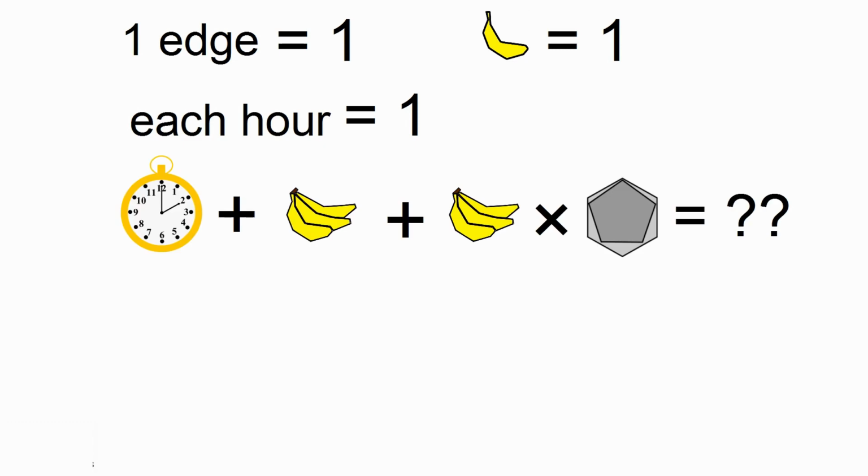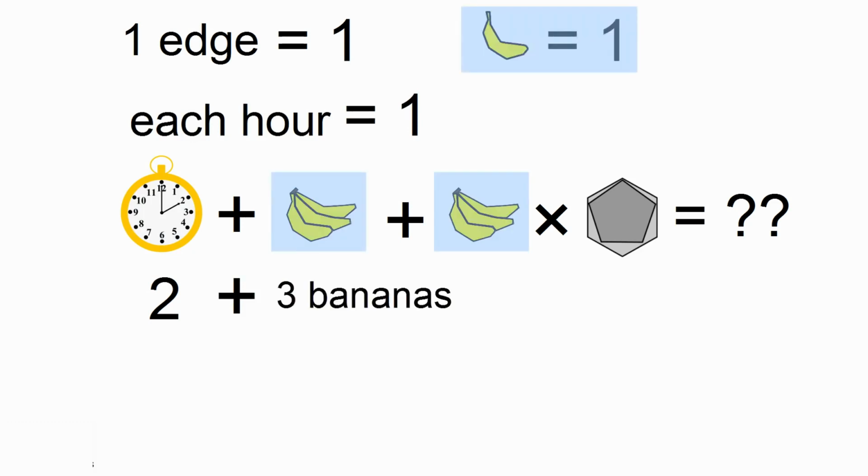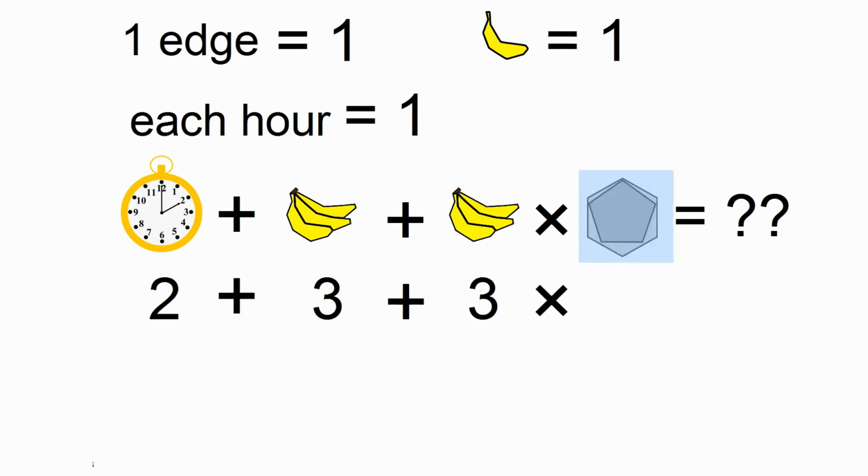We now have the information needed to evaluate the last line. We start out with the clock that shows 2 o'clock. Since each hour is equal to 1 we can assign a value of 2 here. We now have a bunch of bananas where each bunch has 3 bananas. So each banana is equal to 1, we can say each bunch has a value of 3. We finally have a shape, and there are 11 edges in total in the shape. We're missing the square from the previous figure in the earlier equation. Since each edge is equal to 1, 11 edges would be equal to 11.